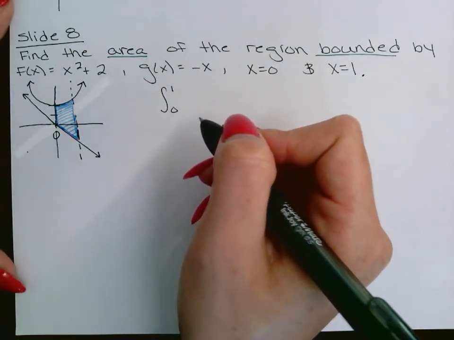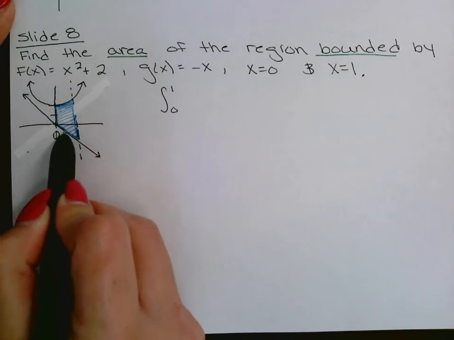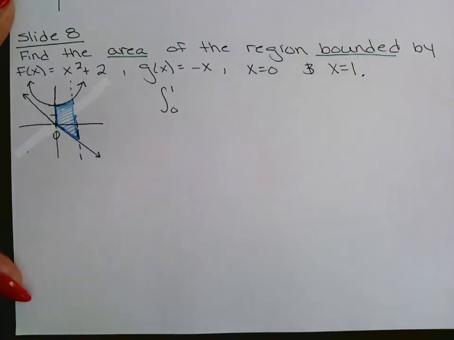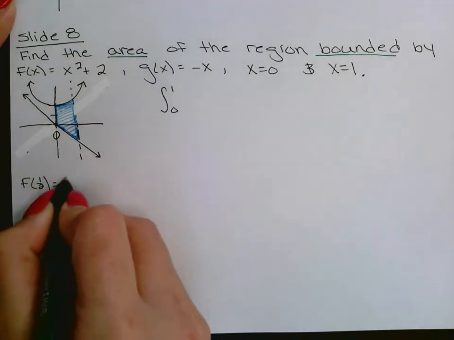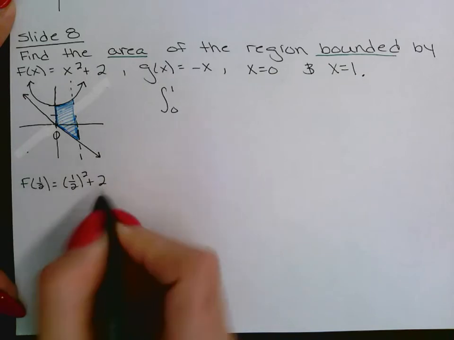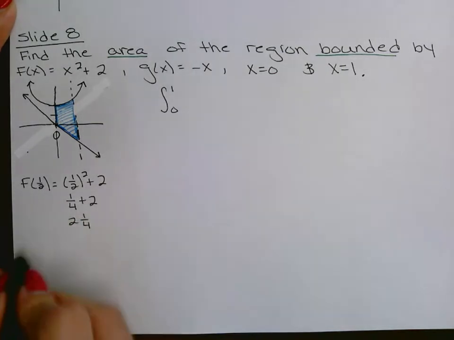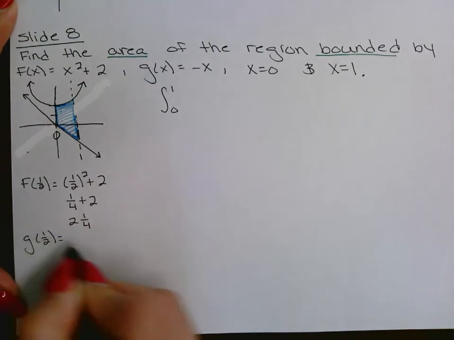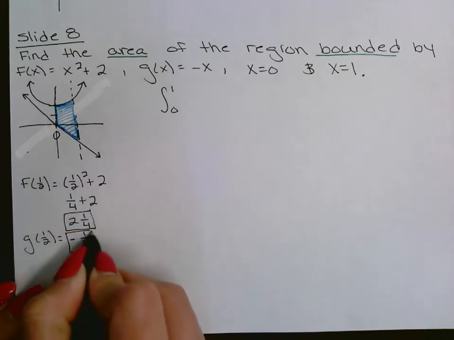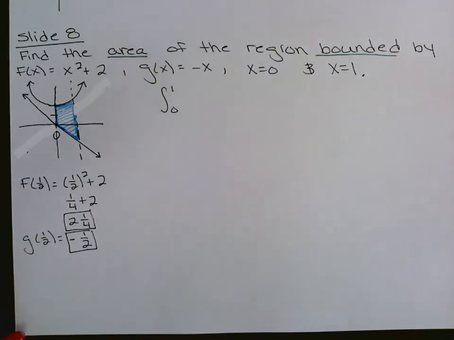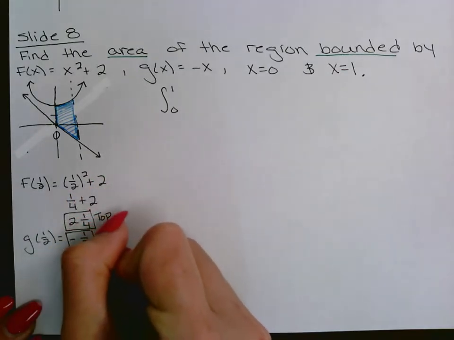If I did not draw the graphs, my job would be to figure out a point in between 0 and 1 to plug into both equations, and whichever equation gave me the higher y value would be on top. So in between 0 and 1 would be 1/2. So I would say f of 1/2, which gives me half squared plus 2, which is 1/4 plus 2, which is 2 1/4. And then I would do g of 1/2, which just gives me negative 1/2. So I'm comparing 2 1/4 and a negative 1/2. Which function gave me a higher value in between 0 and 1? F. So that's how you know without the graph who is top and who is bottom.